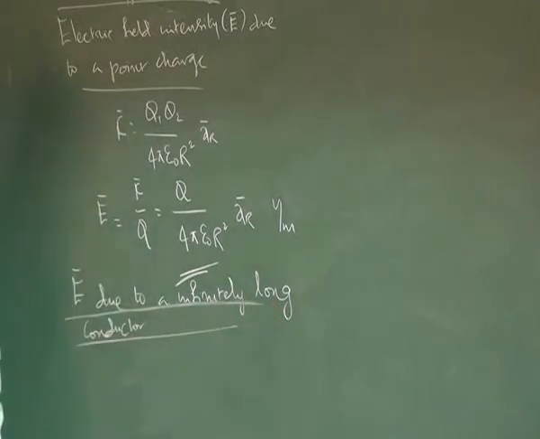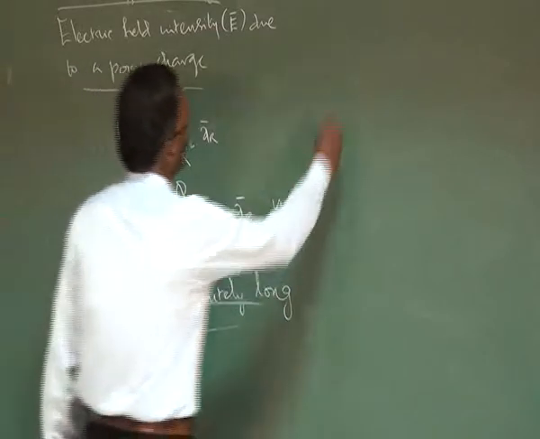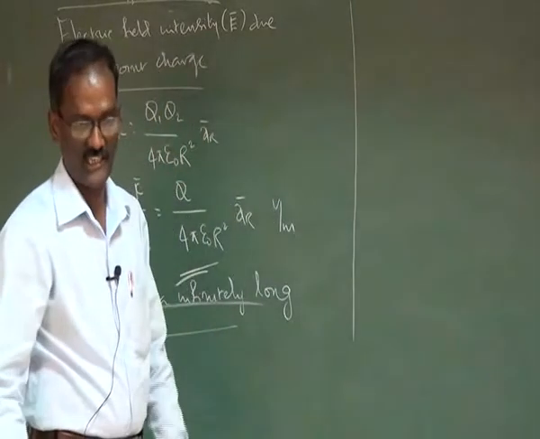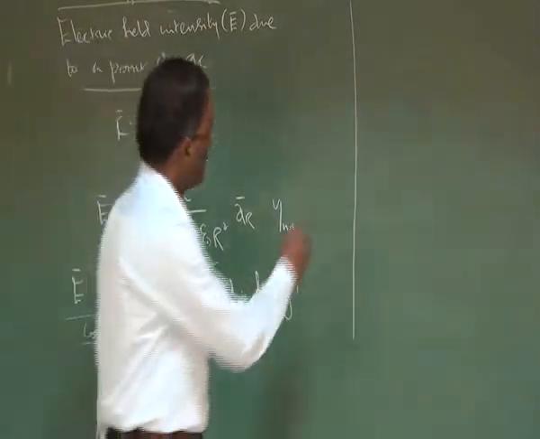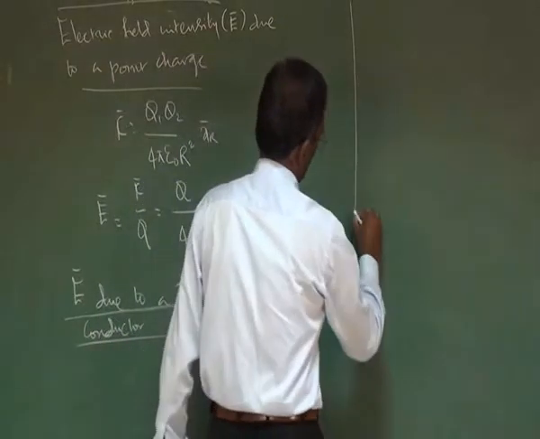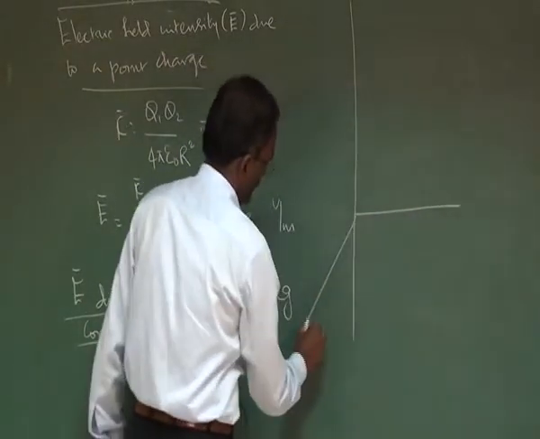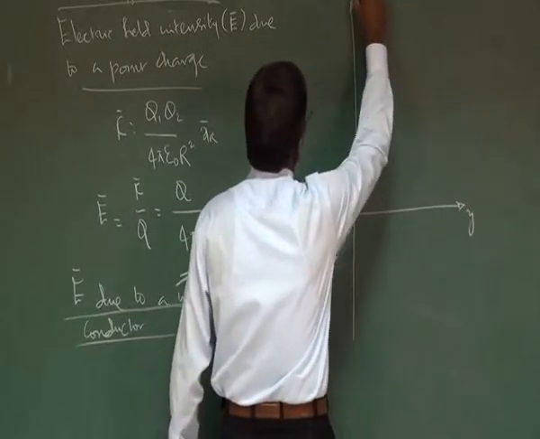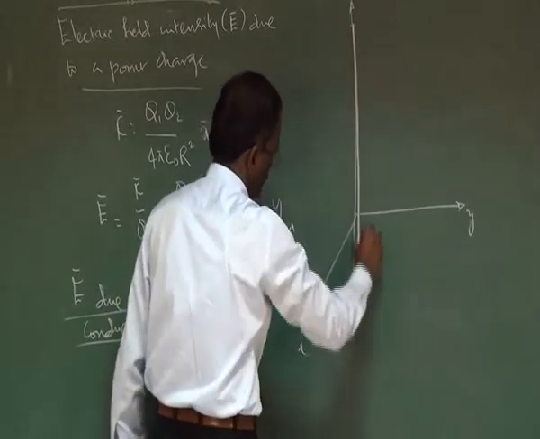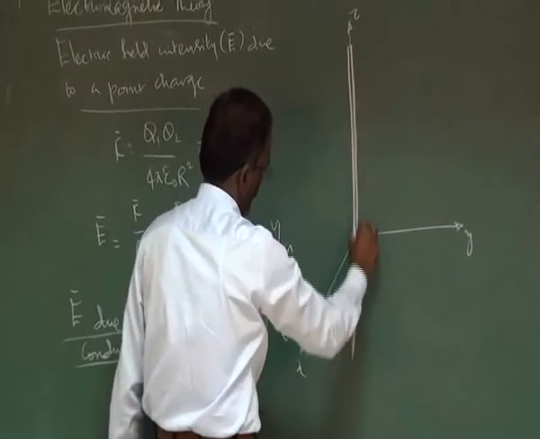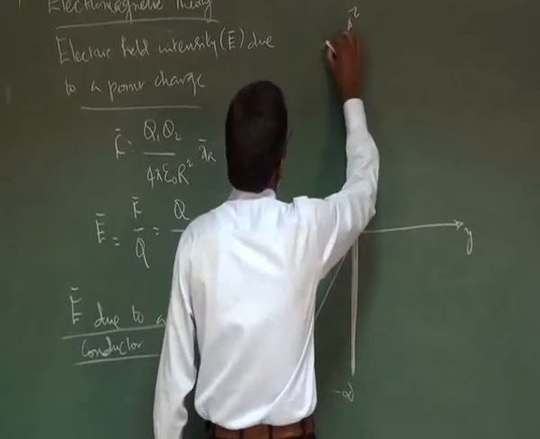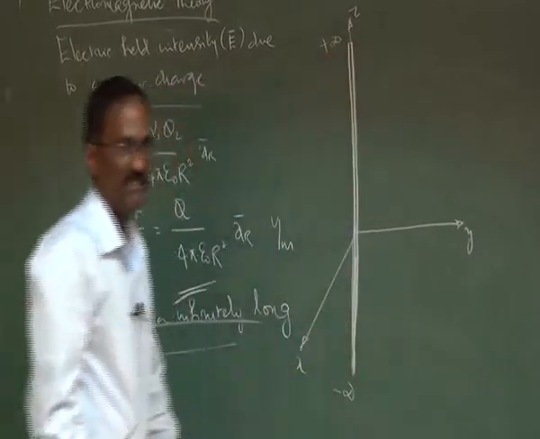E bar due to an infinitely long conductor, that means I am going to place all the charges on a conductor, a charged conductor, and I am going to place this conductor along the Z axis. This is the X axis and this is the Y axis and the Z axis. On the Z axis I am placing my charged conductor, right? It runs from minus infinity to plus infinity.